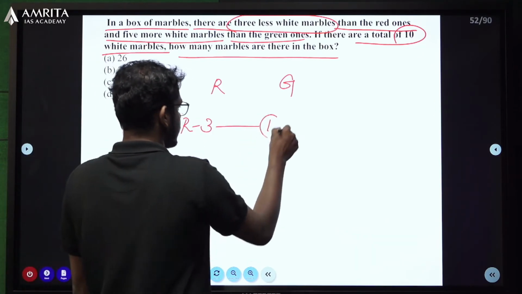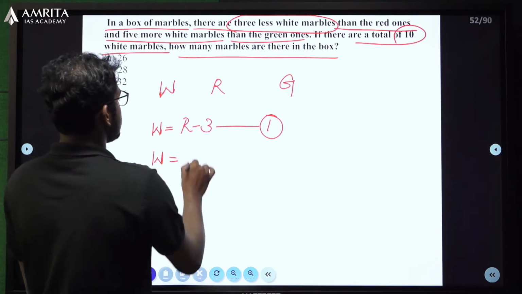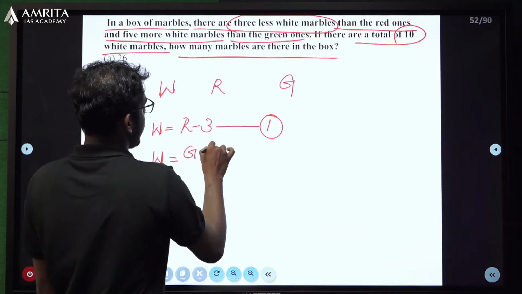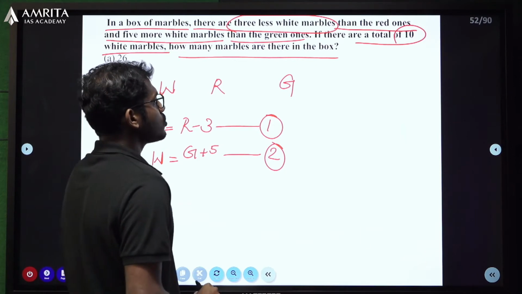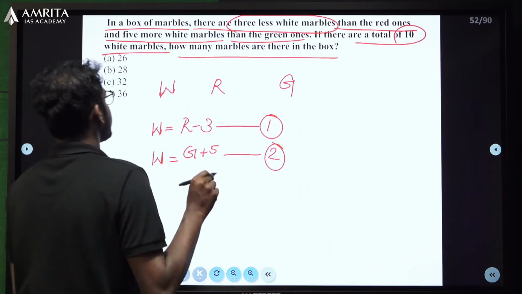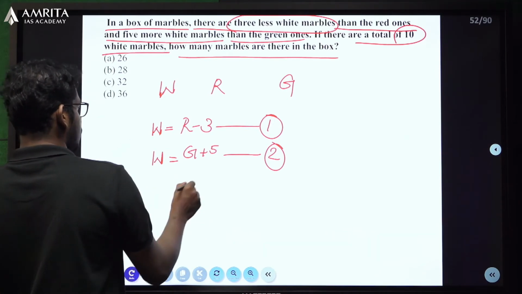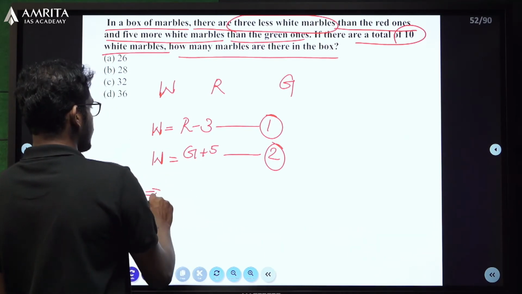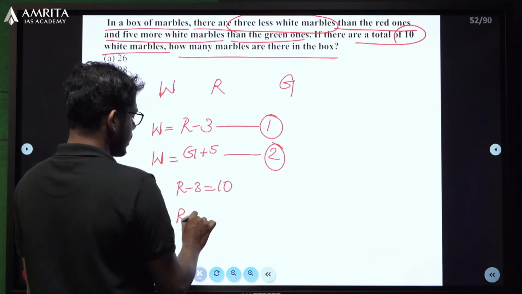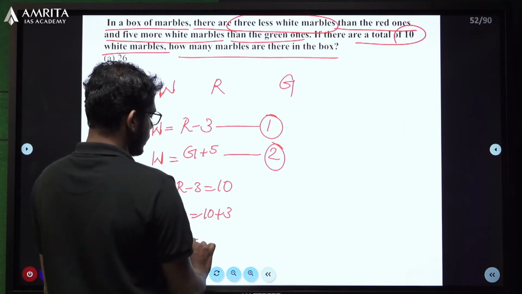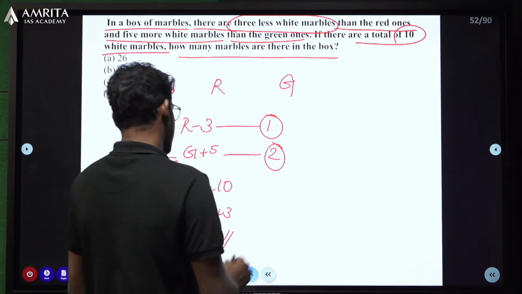And the question says the number of white marbles is 3 less than the red marbles. Let us take this as equation number 1. And they also say the number of white marbles is 5 more than the green one, taking this as equation number 2. Also they say if there are a total of 10 white marbles, so the number of white marbles is 10. So equation 1 can be r minus 3 is equal to 10. R is equal to 10 plus 3, that is 13. So the number of red marbles will be 13.